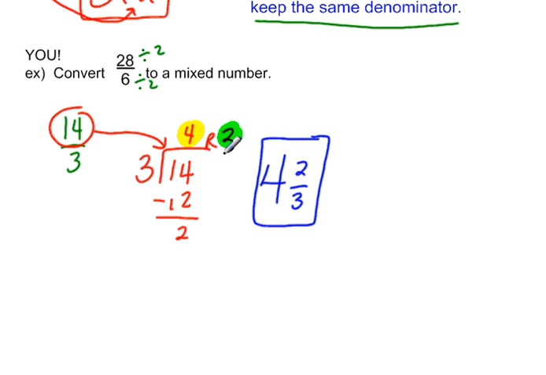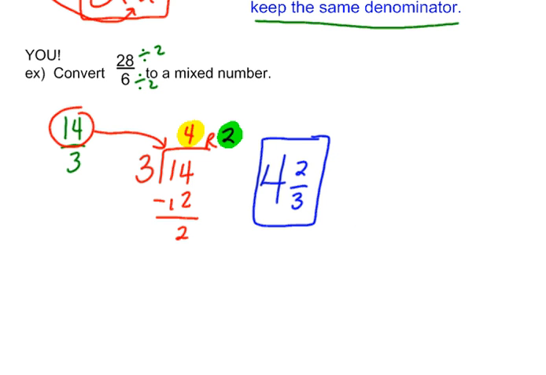Step 3 says that our quotient is the base. 4 is the quotient, so that's our big number. Our remainder is our numerator. 2 was our remainder, so 2 became our numerator. And then lastly, we're going to keep the denominator. We started out with a denominator of 3 in this process, and we kept it the same. So that's where our 4 2/3 comes from.